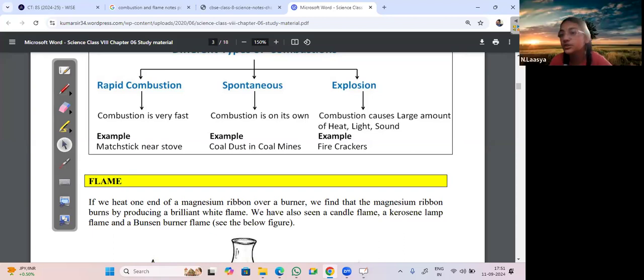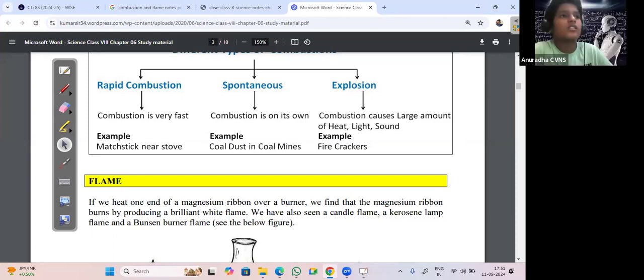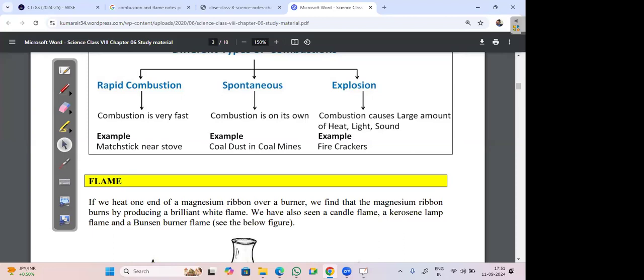Sir, before, white phosphorus was actually used, then they found out that white phosphorus is the dangerous one, so that's why they changed it to red phosphorus in matchstick making. Sir, I saw that white phosphorus is used for rat killing poisons and all those, no, sir.